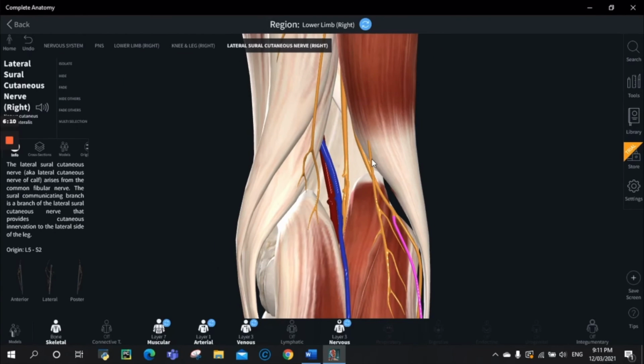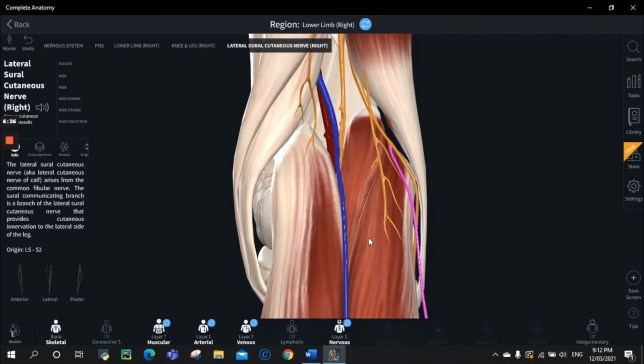Moving to the floor of the popliteal fossa, it's pretty straightforward. The floor consists of a bone, a joint, and a muscle. The first bone is the femur. More specifically, it's the popliteal surface of the femur, right here. Then we have a joint, which is the knee joint. More specifically, the capsule of the knee joint. And lastly, we have a muscle.